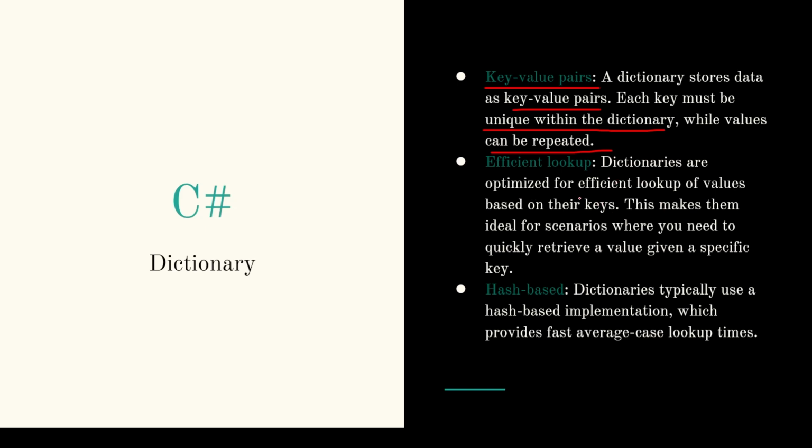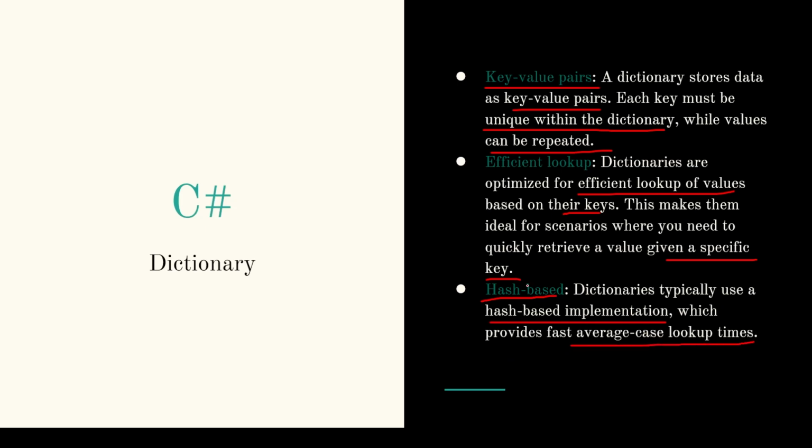Dictionary is optimized for efficient lookup because in the dictionary we can look up the data based on keys. This makes them ideal for scenarios where you need to quickly retrieve a value given a specific key, right? So if you have some data that is in some kind of key value format, for those kind of scenarios, dictionary is the best data structure to be used because dictionaries typically use a hashed map implementation which provides faster average case lookup times.